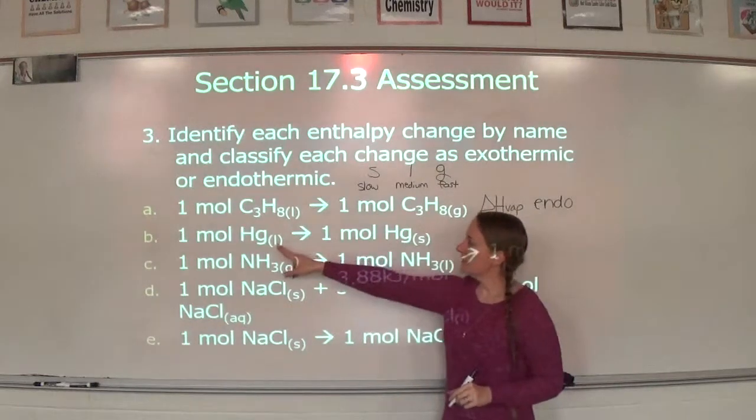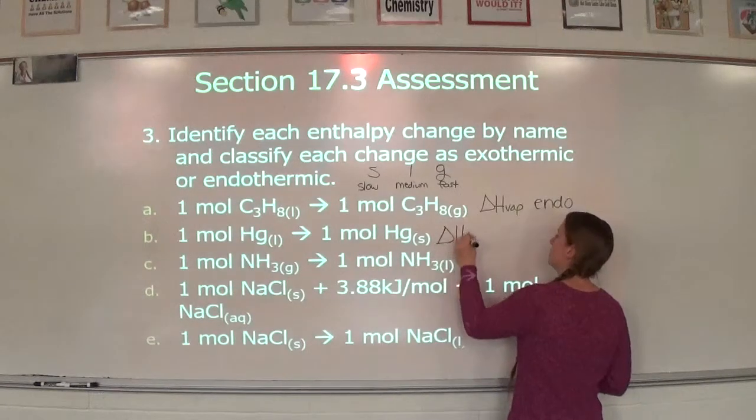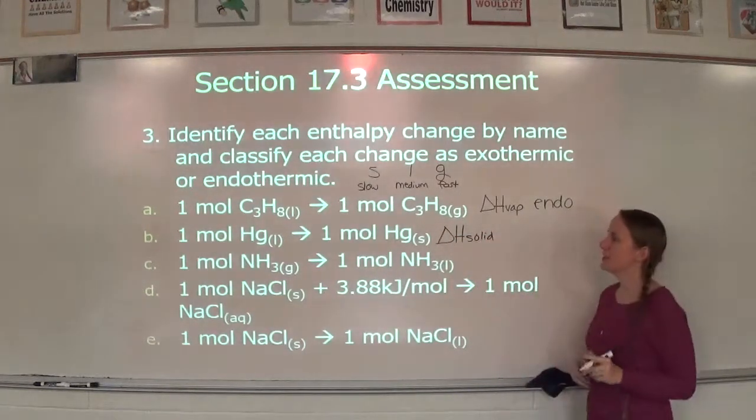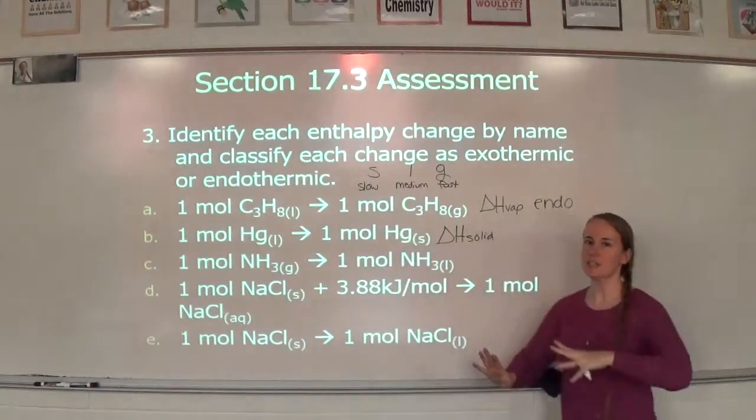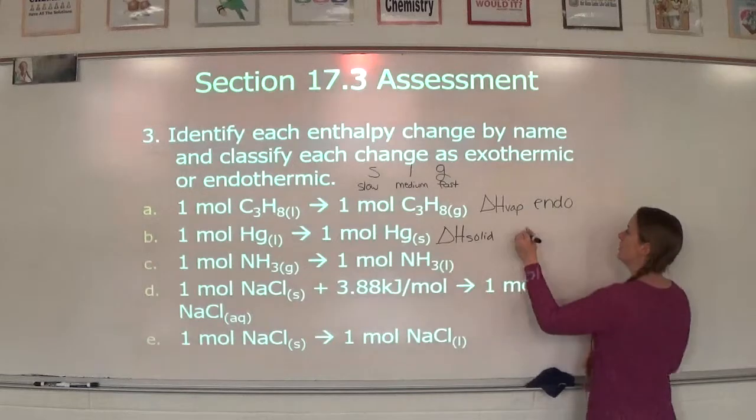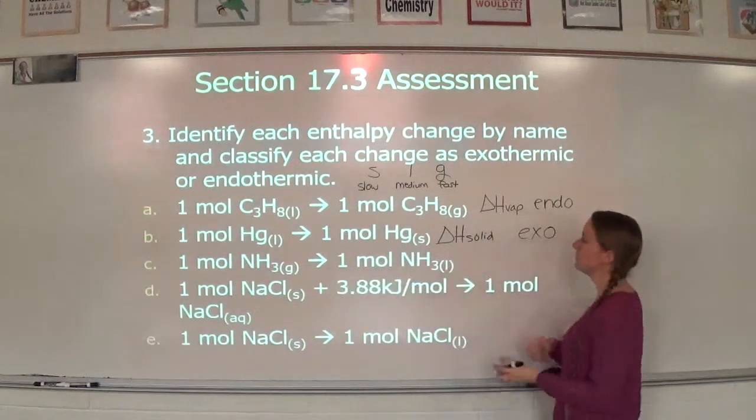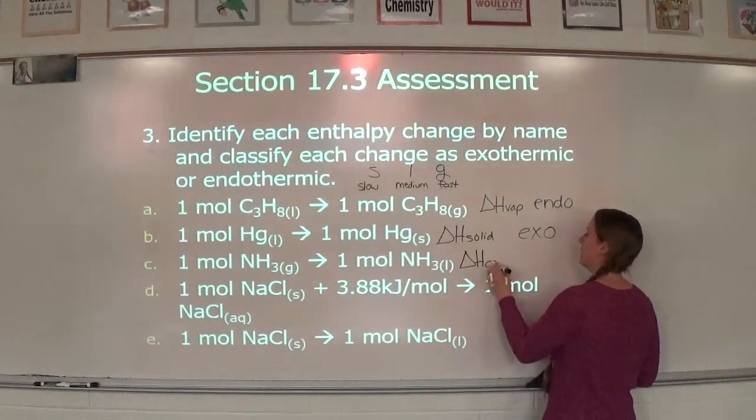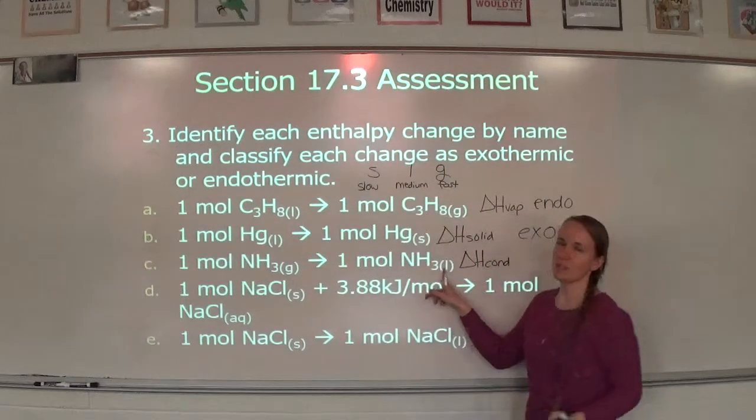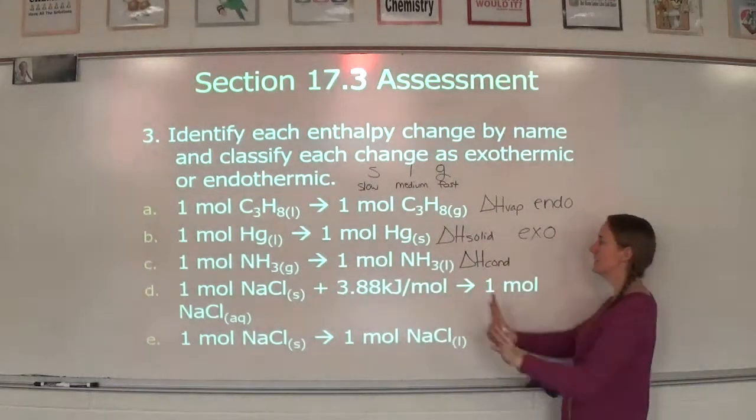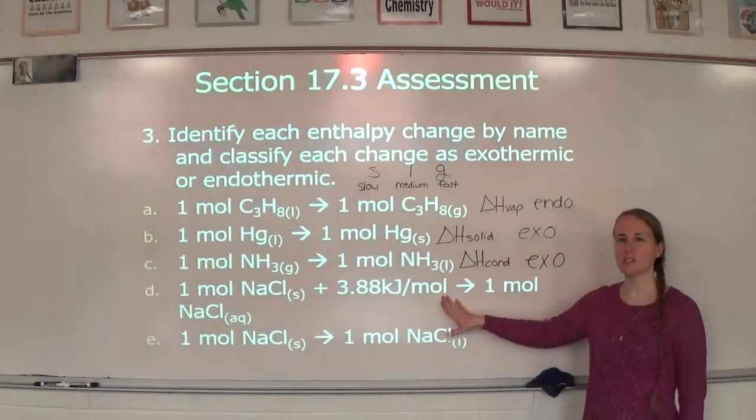Alright, here we have liquid to solid. So we would have delta H of solidification. And so we're going from liquid, which is medium, and we're slowing it down to solid. That means we're releasing energy, so that would be exothermic. Alright, here we have gas to liquid. That is delta H of condensation. We are going from fast gas to medium liquid. So we're slowing down, releasing energy. So it is exothermic.